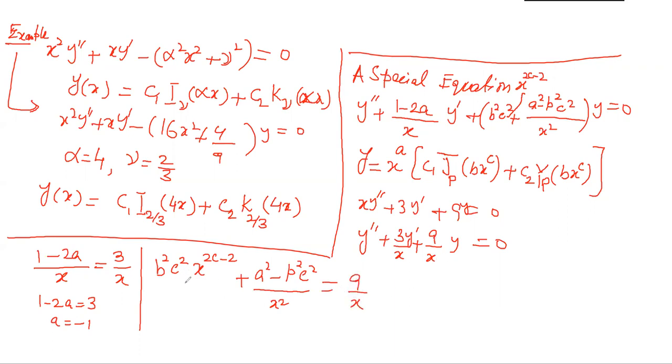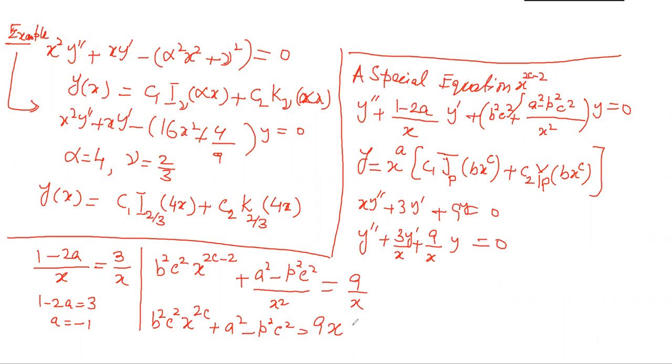9 over x. So if we simplify it, we will multiply throughout by x square. So x square will be, that minus 2 will cancel out. So it will be b square c square x power 2c plus a square minus b square c square, and that it will be 9x. Okay, it will be 9x.